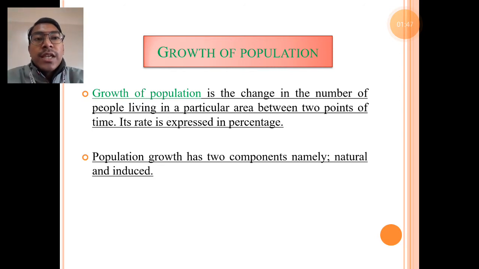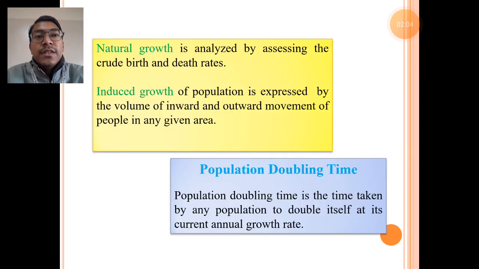It will be expressed in percentage. So this population growth has two components: one is the natural and the other is the induced. Or you can say natural growth of population and induced growth of population. See, what is natural growth? Natural growth of population is assessed by the birth rate and the death rate. When the birth rate is higher than the death rate, there is an increase in the population, and this increase is referred to as the natural growth of population.